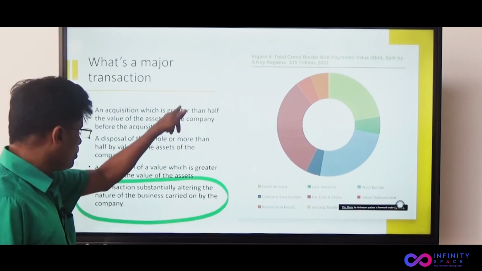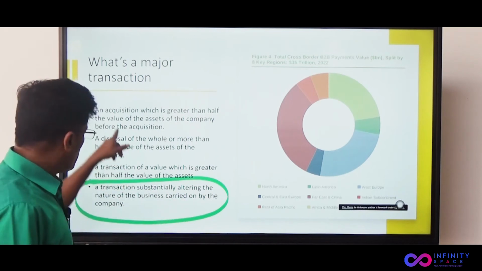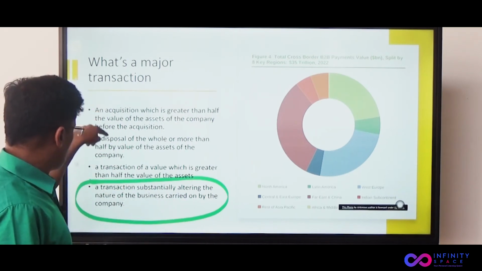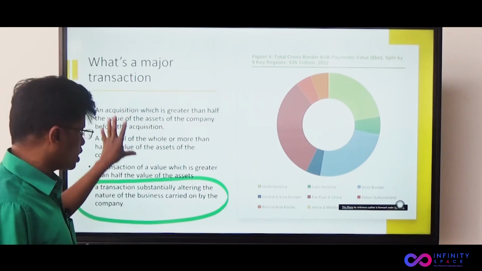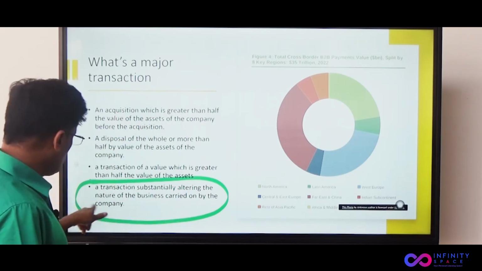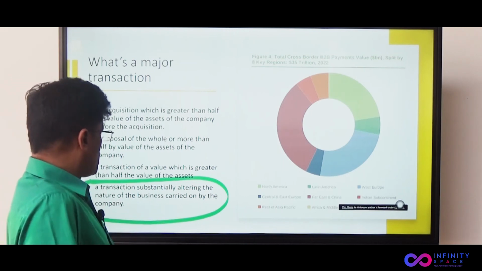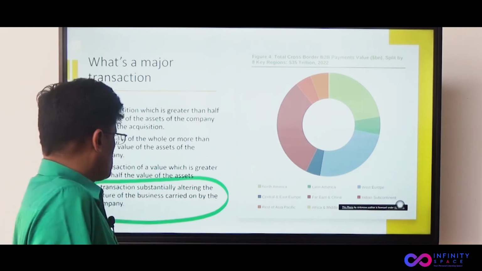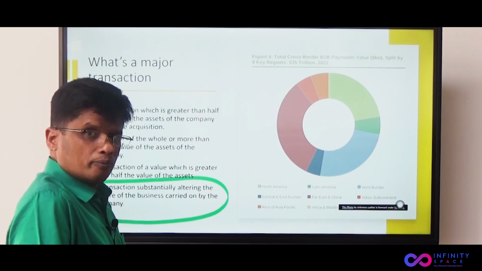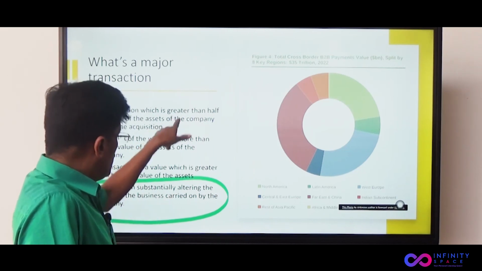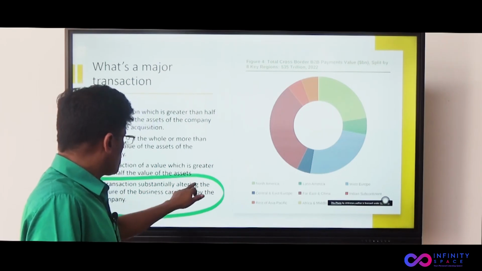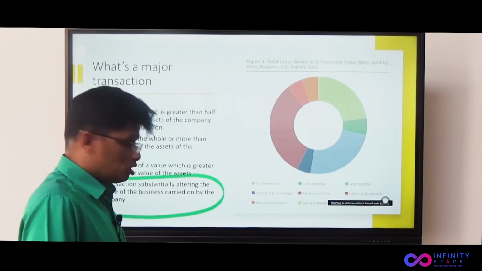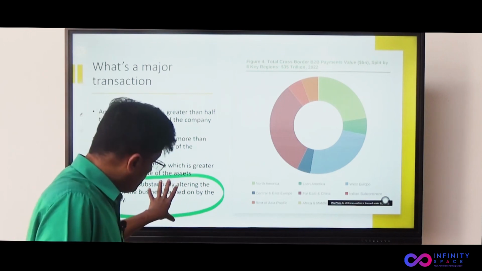Now, this one, take a look at this. This doesn't have to be more than half the assets. The earlier one is more than half the assets. Acquisition, disposal, transaction, more than half the assets of the company, that's a major transaction. But take a look at this: a transaction substantially altering the nature of business carried on by the company. Meaning, even if it is less than half the assets, if it is something that substantially changes the business of the company, that will be taken as a major transaction.